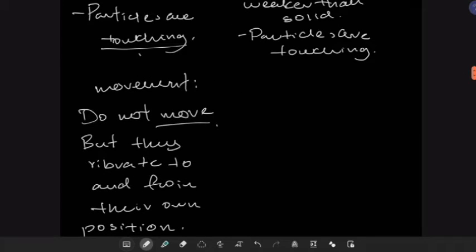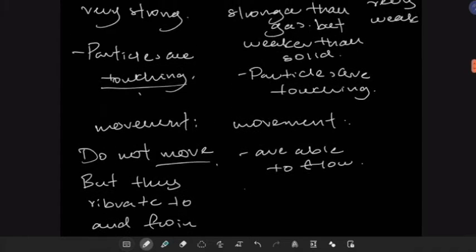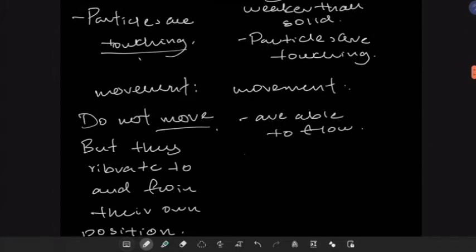For liquids, we say that the particles are able to flow. Okay? Then for gas, they move fast in all directions.